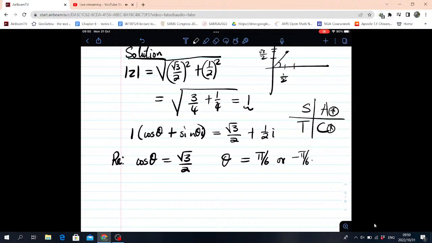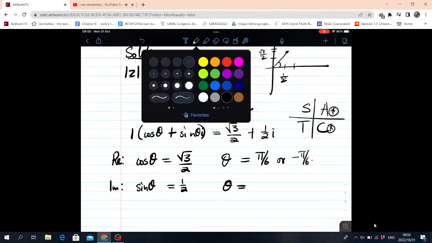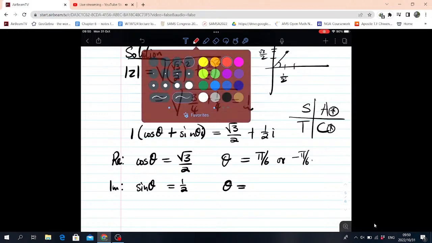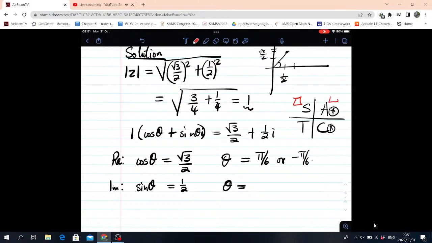And then if I take the imaginary part and say sine theta is equal to half, then I can see that it has to be positive. So sine is positive. Let me put a box in there and in there, right? So the common one is this one, and this is pi over 6. Therefore, theta has to be pi over 6. That's why it's both positive for cos and sine.